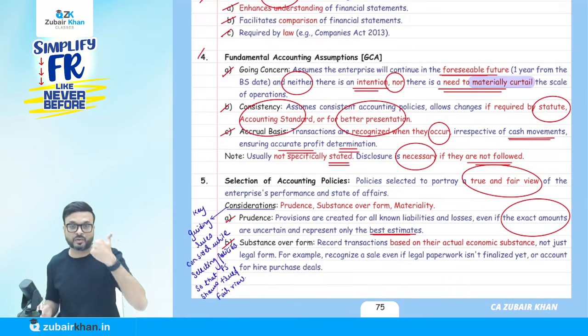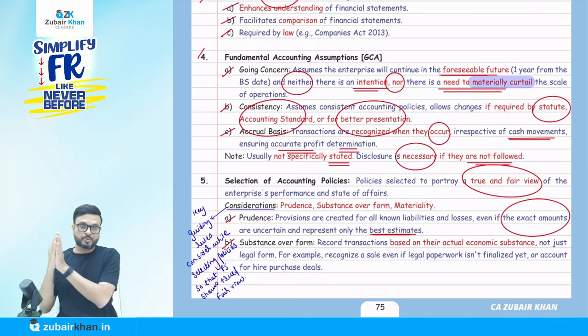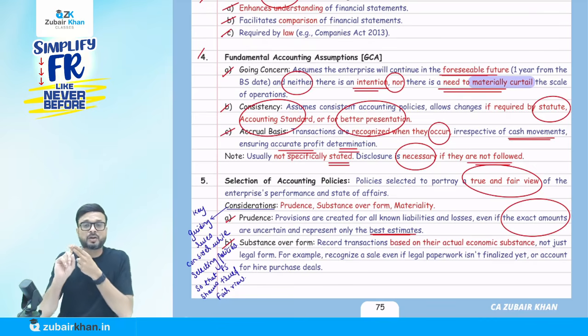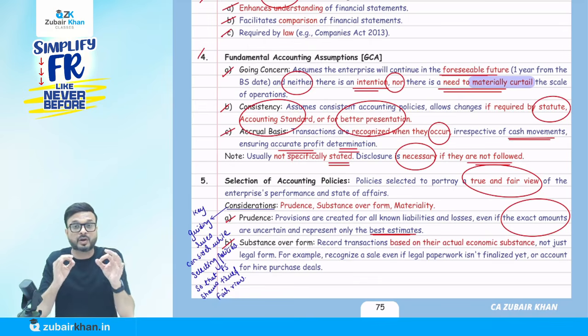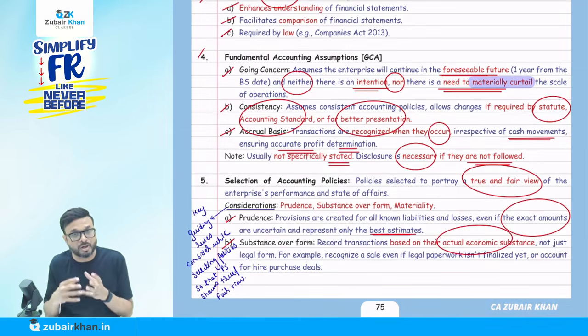Second is substance over form. When we choose an accounting policy, my primary agenda is that my financial statements should give a true and fair view. So I have to take into consideration that, yes, prudence I have to follow. Substance over form is recording a transaction based on the actual economic substance, even if on paper it may not be so.